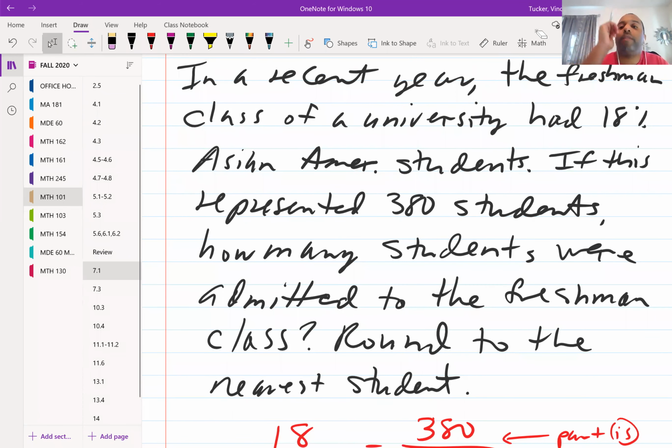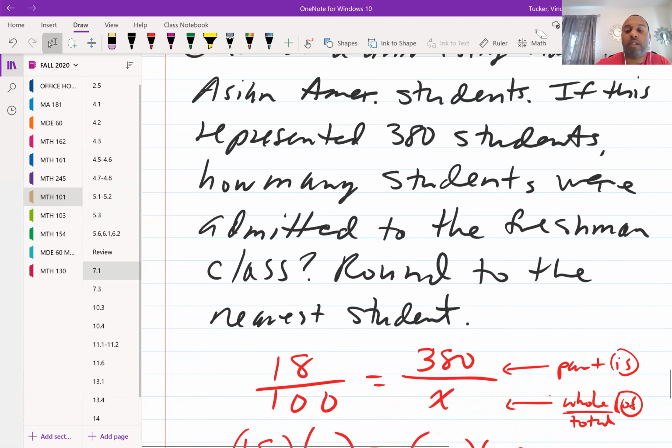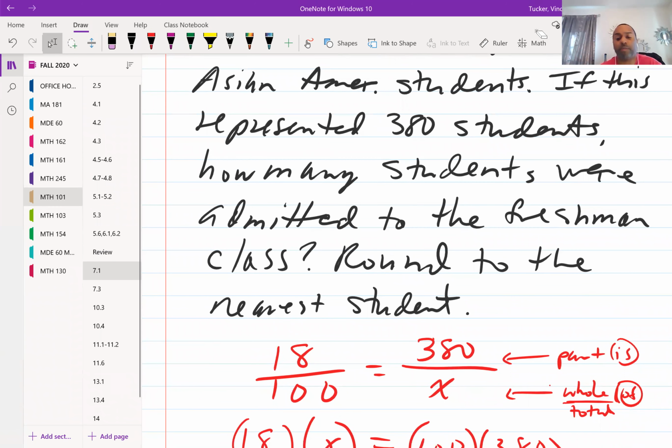All right, so let's look at what we have. We have 18%. We already know that percent will go over 100 when we want to set up our proportion. So that's part of it. 18% Asian American students was a part of the freshman class. That represents 380 students. And this says how many students were admitted to the freshman class. So we're talking about the total. So when you go to set it up, the total number of freshmen is the number that we want to know. And this 380 represented the part of the freshman class that were Asian.